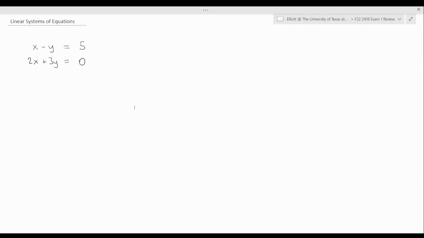So one thing that we could do is we could start by multiplying both sides of the first equation by 2. So I'm going to do that real quick. So it gives us 2x minus 2y is 10. And after doing that, we can now subtract these equations from each other. If we do that, the x's are going to cancel out. We're going to get negative 2y minus 3y is negative 5y equals 10 minus 0, so 10. And therefore, you get y is negative 2.